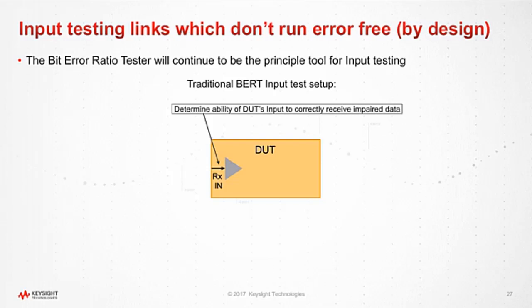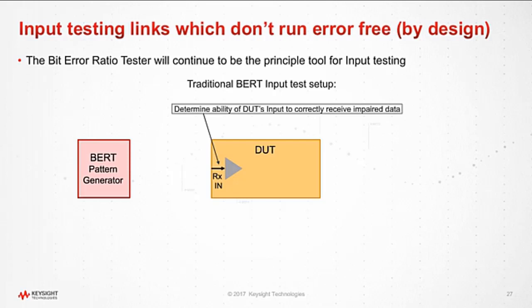So the impairments are within the allowed range of the compliance of the transmitter and the channel, and as long as those impairments meet that criteria, the input should be able to detect them. And again, in the past it would be error-free. Now it's at a suitable error level. It won't be error-free. So now we're going to put the BERT into the test setup.